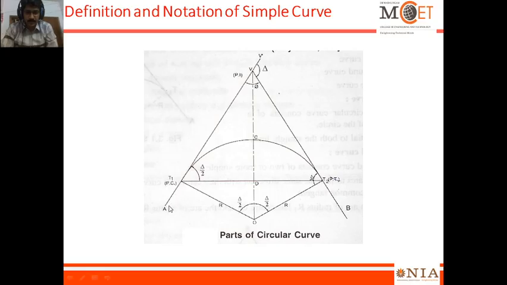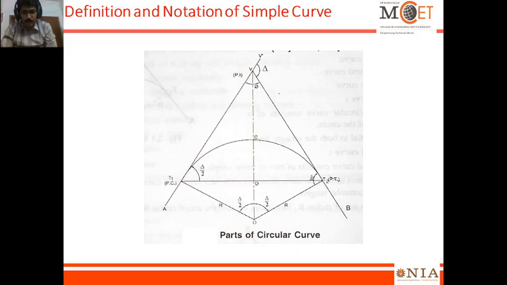See, there is some A. From A the straight keeps on moving, and from B another straight is coming, and they meet at a point. So this straight has to be converted to a smooth curve. And the point from where the tangent gets changed to the curve is called P.C., that is point of commencement or point of curve.